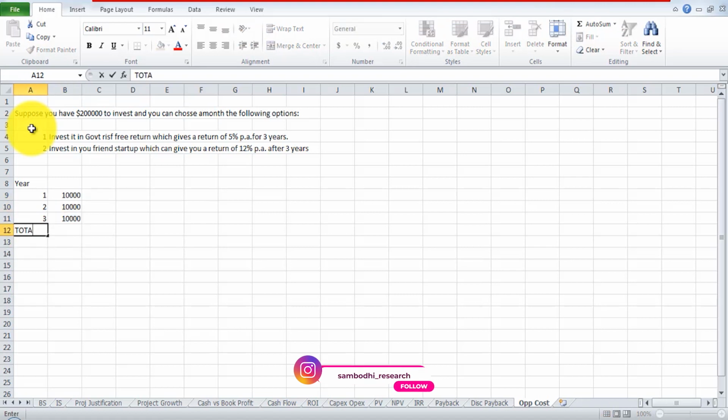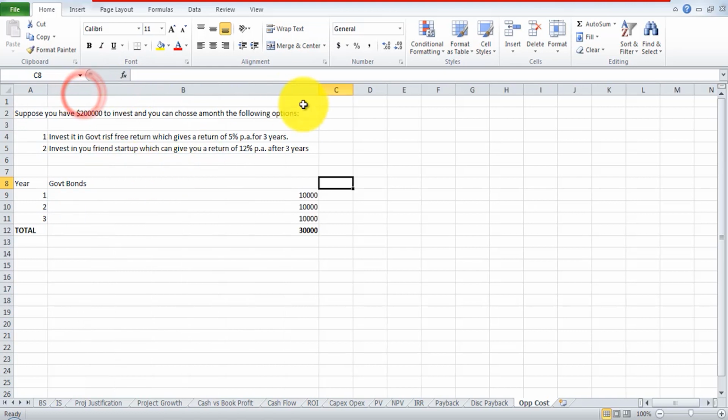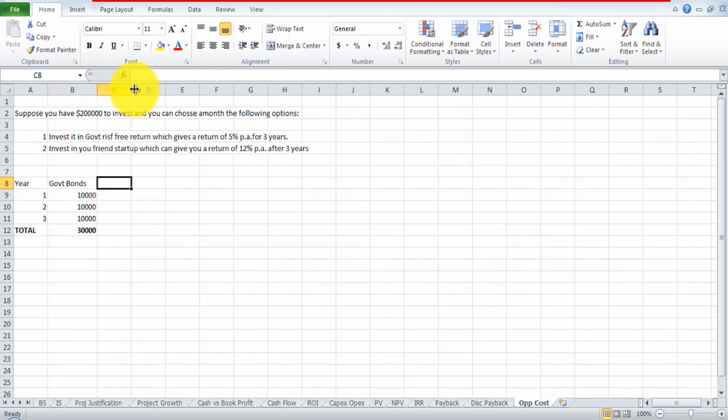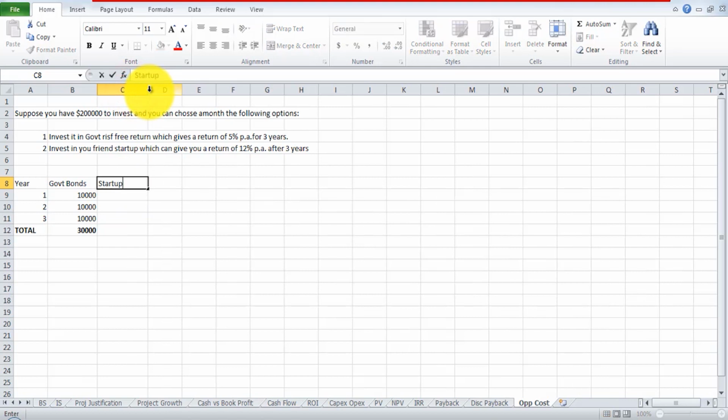So this is for government bonds. Now we're going to see your friend's startup option. This is going to give you a 12% return, so it's going to be $24,000 a year, and for 3 years that's $72,000. Here you might say that if you invest in your friend's startup, you're going to earn an income of $72,000, but that's not the case, guys. You're just going to earn an incremental profit of $42,000.